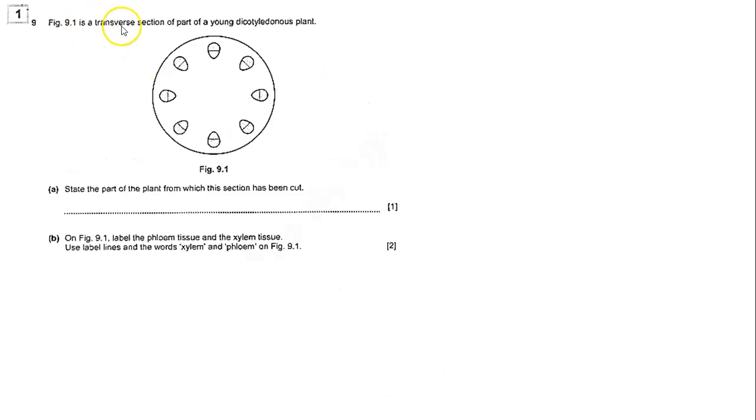Figure 9.1 is a transverse section of part of a young dichotomous plant. State the part of the plant from which this section has been cut. The part is the stem, obviously, because of the ring arrangement of the vascular bundle.